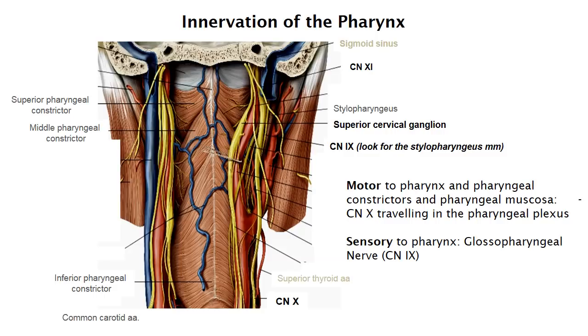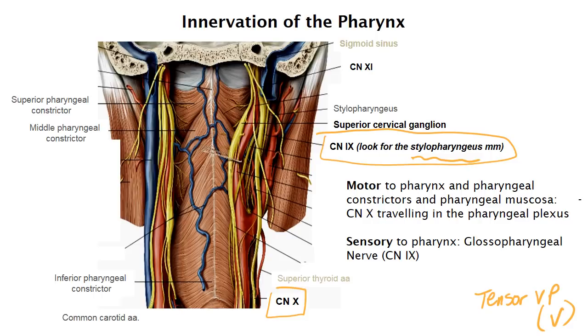The motor and most of the sensory supply to the pharynx is by way of the pharyngeal plexus, which is situated chiefly on the middle pharyngeal constrictor and is formed by the pharyngeal branches of the vagus and glossopharyngeal nerve. Motor component is supplied by the vagus to all the muscles except for stylopharyngeus and, of course, the tensor veli palatini, which is supplied by cranial nerve 5.